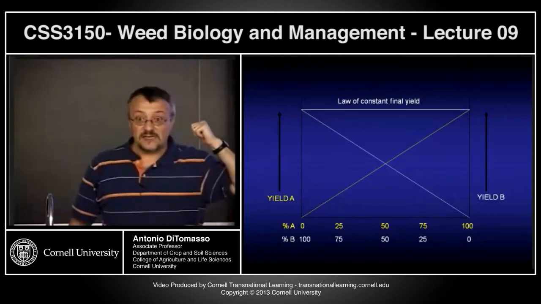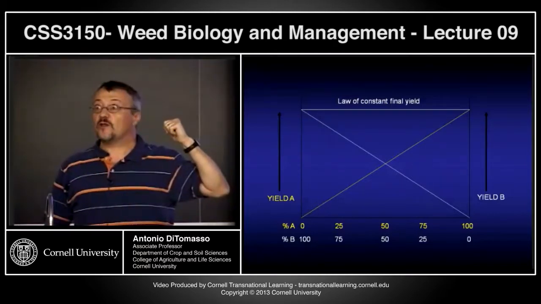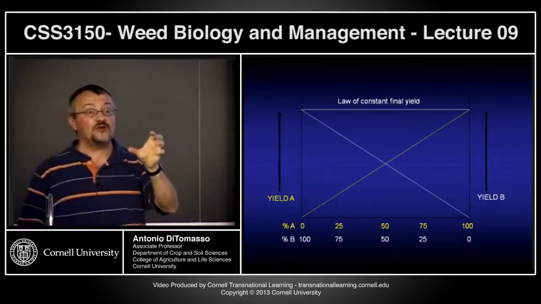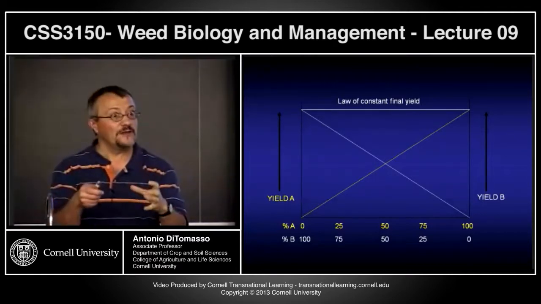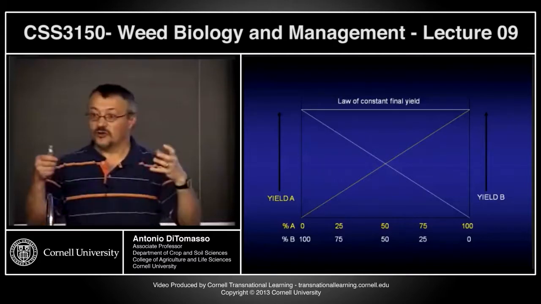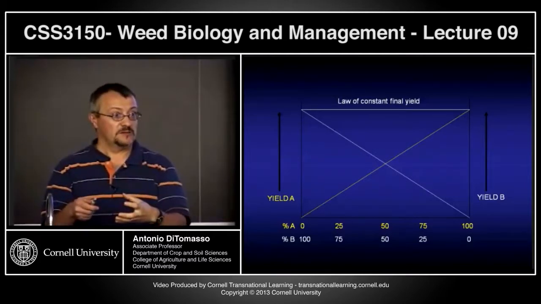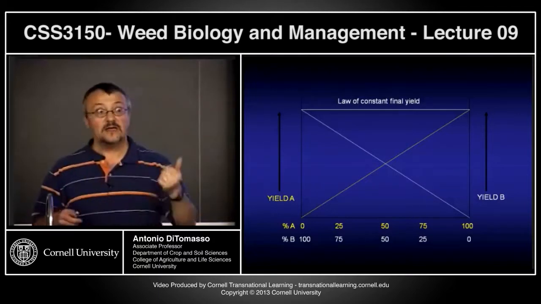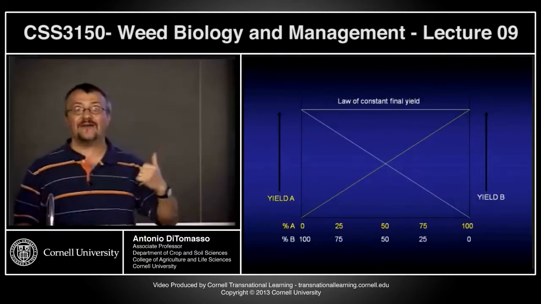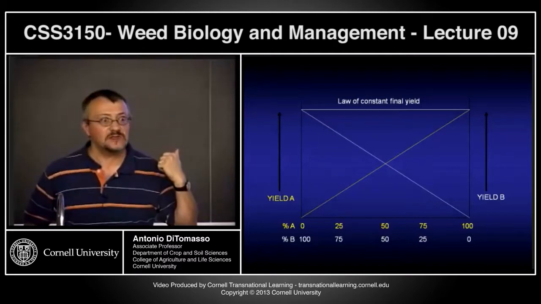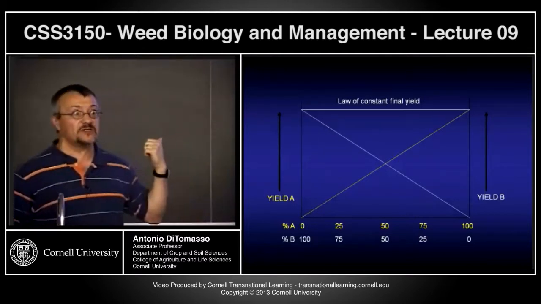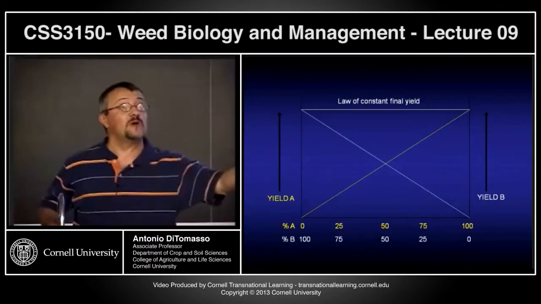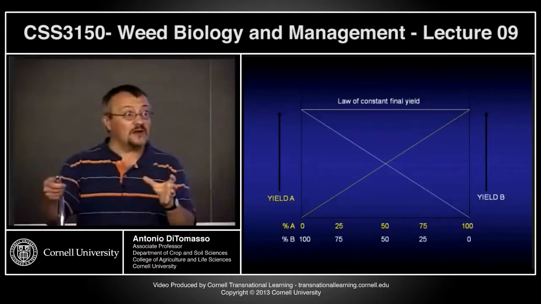The reason this occurs is because of the law of constant final yield. Which means if you allow your plants to compete long enough in those pots, they're going to compete for the same resource. And then somebody's going to win out or not. So how is this relevant? You can't do this experiment in 2 weeks and expect to see this relationship. So you have to do a lot of work ahead of time trying to figure out how long do I let my plants grow? How big do the pots have to be?